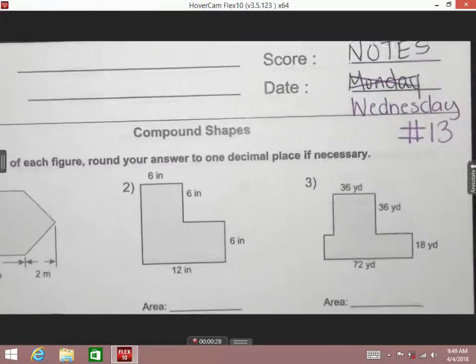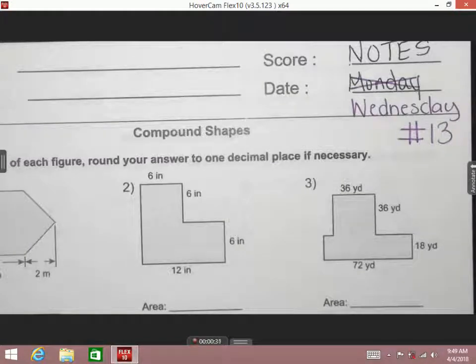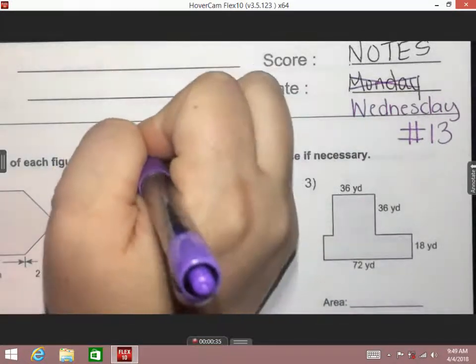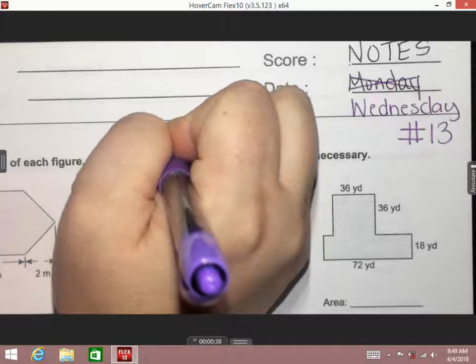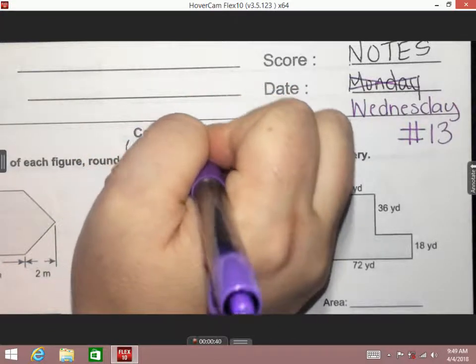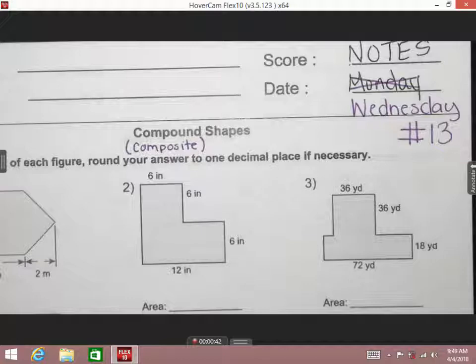All right, so today what we're going to be working on is something called compound shapes. Another way that you'll hear this called is composite shapes. The word compound and the word composite are words that we hear outside of math. Grammar for one, like I'm sure you've talked about compound sentences this year. It's where you take two complete sentences and put them together.